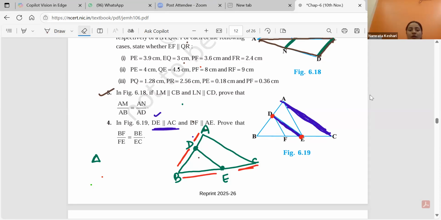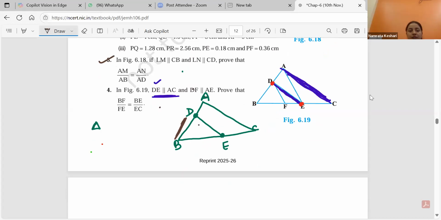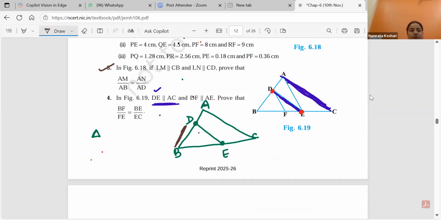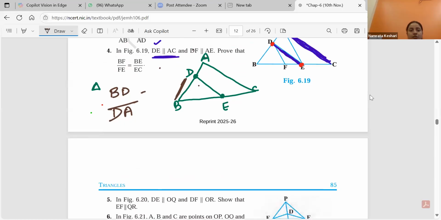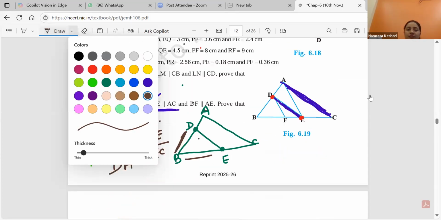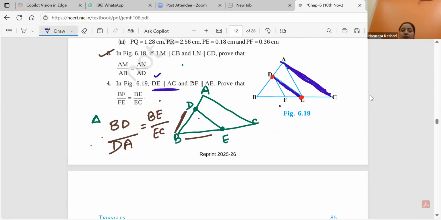Either write like this or write like this, but write in a proper sequence. Sequence means you can write the ratio this way. If you are starting from B, so BD to DA is equal to BE to EC. You could also have written the same ratio as AD to DB by CE to EB.